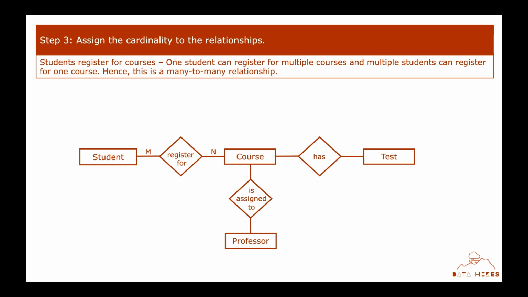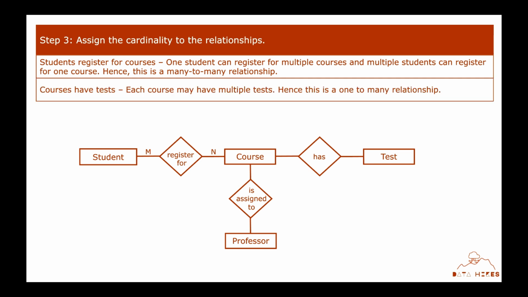The second one is courses have tests. Each course may have multiple tests. Hence, this is a one-to-many relationship. We have not been told specifically that each course has one test or something like that. If we had the opportunity to learn more, we may find out how many tests one course would have, and questions like that.